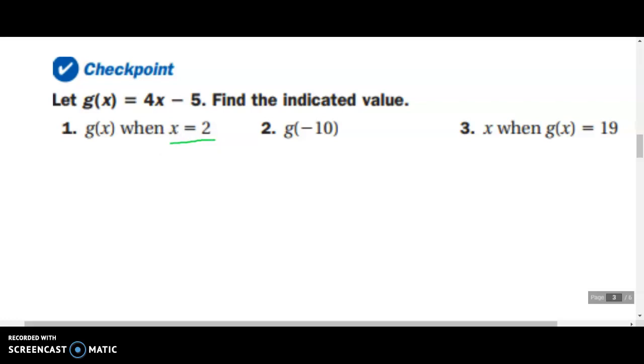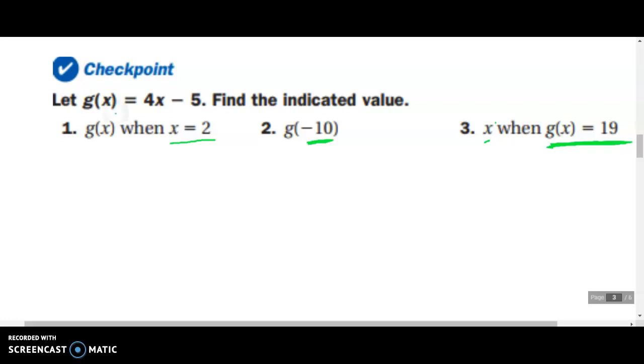Number two, are we replacing the x or replacing the g of x? Here we are replacing the x because this would have said g of x. Instead, the x says negative 10. And finally here, number three, they're asking, are we replacing the x or the g of x? We are replacing the g of x here and finding the x. Okay? Do you hear the difference between that?